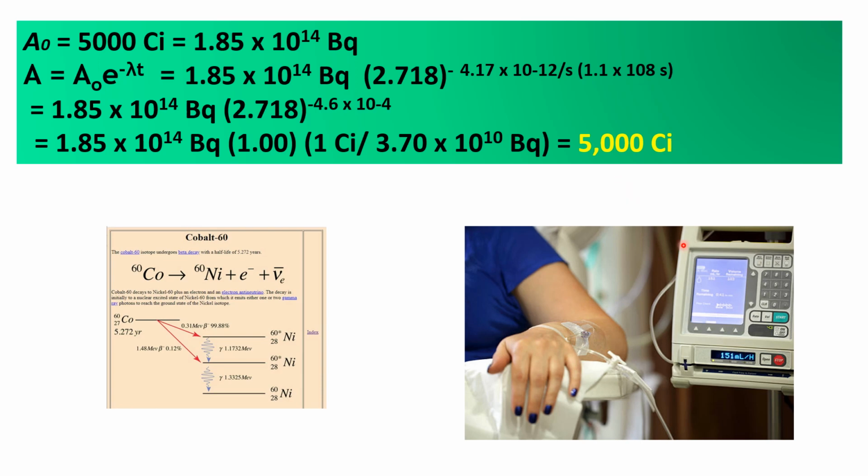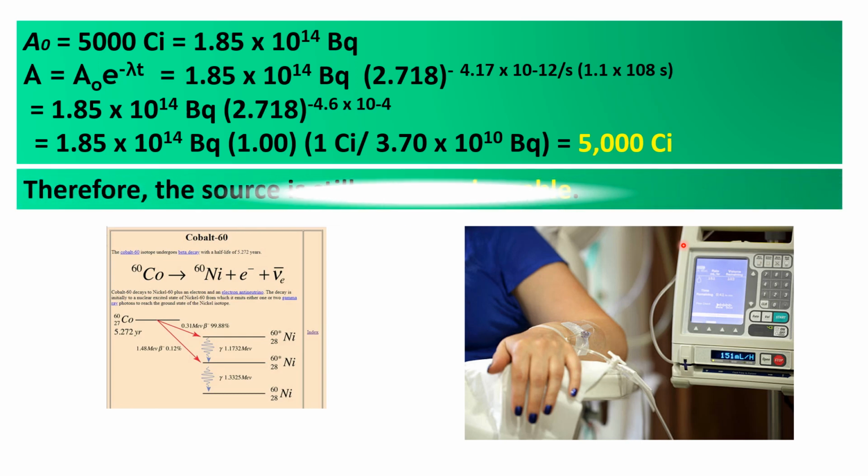All right? So you will notice that the activity A after 3 years and 6 months has not practically changed at all. Our initial activity is 5,000 Curie. So the new activity is still 5,000 Curie. Therefore, our conclusion: the source is still very much usable. And this is to be expected because if you look at the value of the half-life of cobalt-60, earlier we gave the value of the half-life of cobalt-60. It is 5,000 plus years.